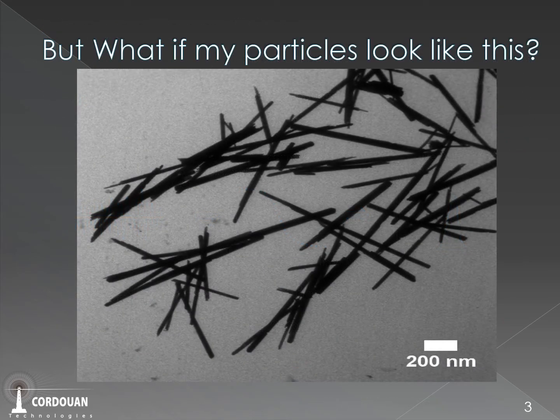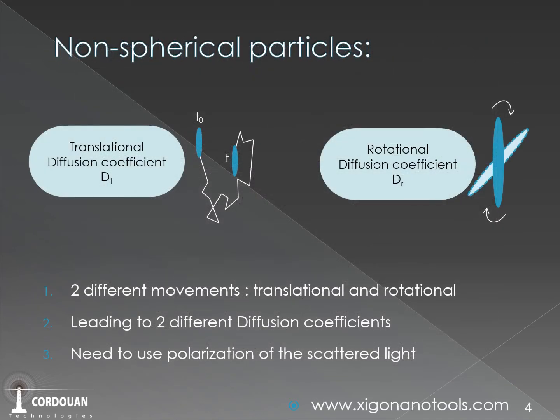But what if my particles look like this? Scattered light from non-spherical particles can be separated into two components, a translational component, dt, and a rotational component, dr.